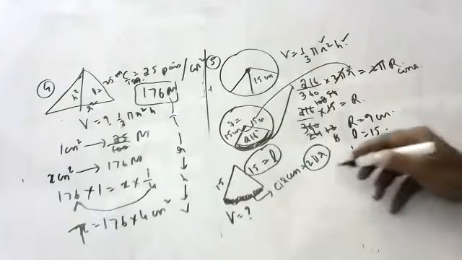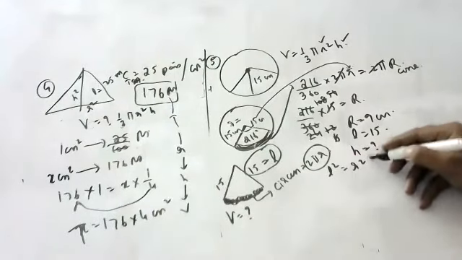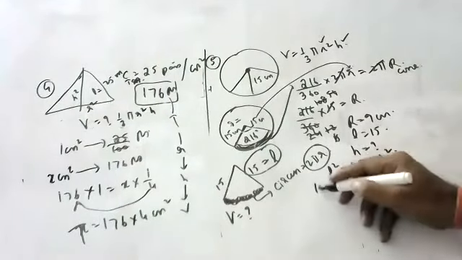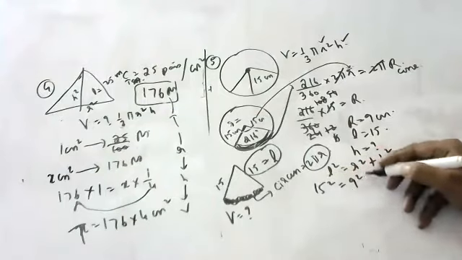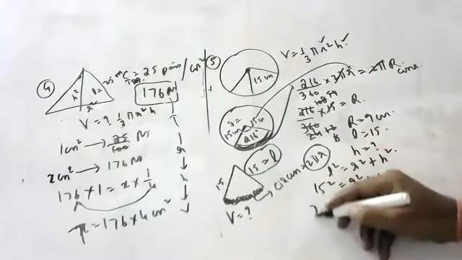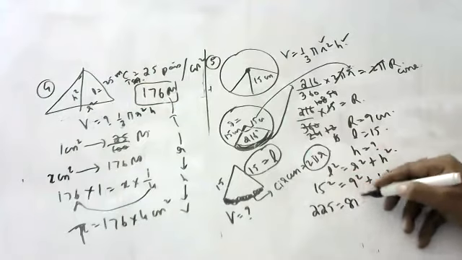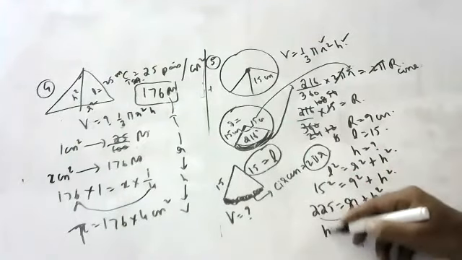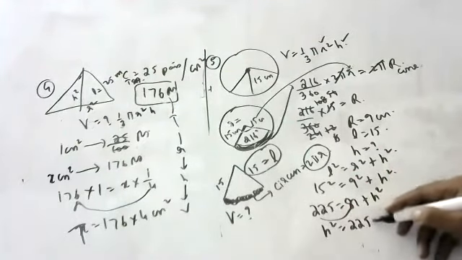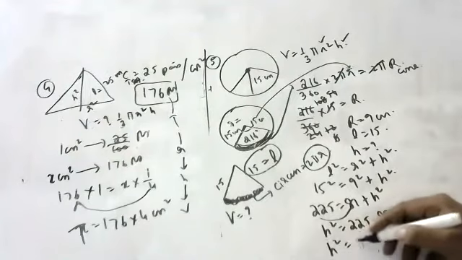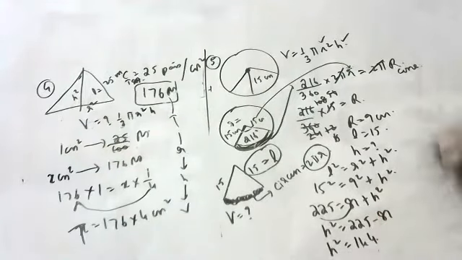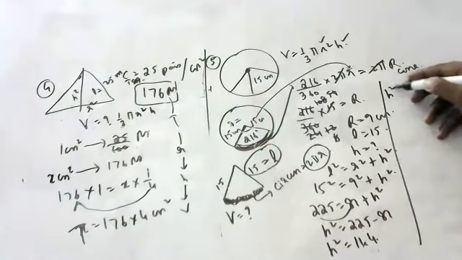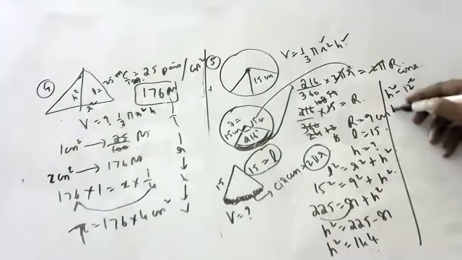Once you know radius, once you know slant height, how to find out h, children? What is the formula? L square is equal to R square plus H square. 15 square is equal to 9 square plus h square. 225 is equal to 81 plus h square. 225 minus 81, anyone? 144. So h square is 144, and h is 12.